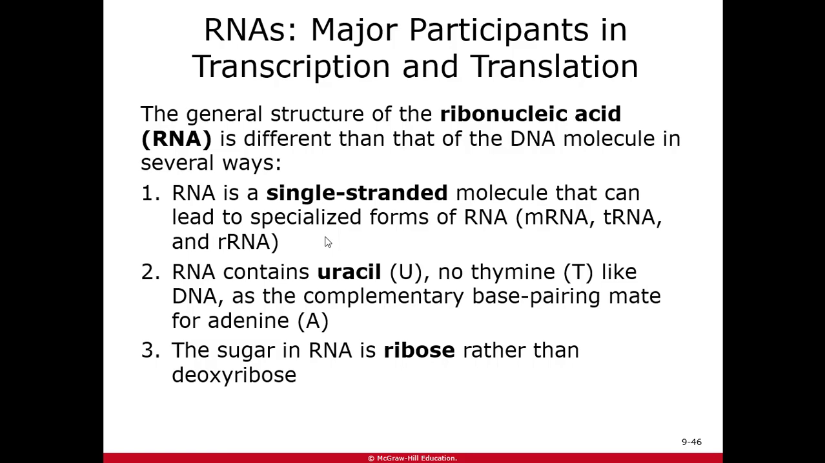And uracil will pair up with A just like T would pair up with A. They're similar enough that they recognize each other as being something they can pair with. Now, the reason why it's called ribonucleic acid instead of deoxyribonucleic acid is that there is a different sugar. It's ribose instead of deoxyribose.